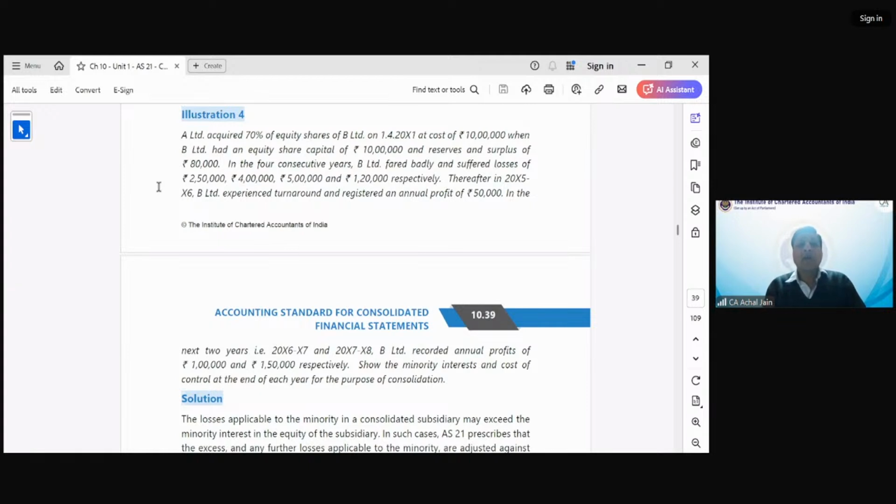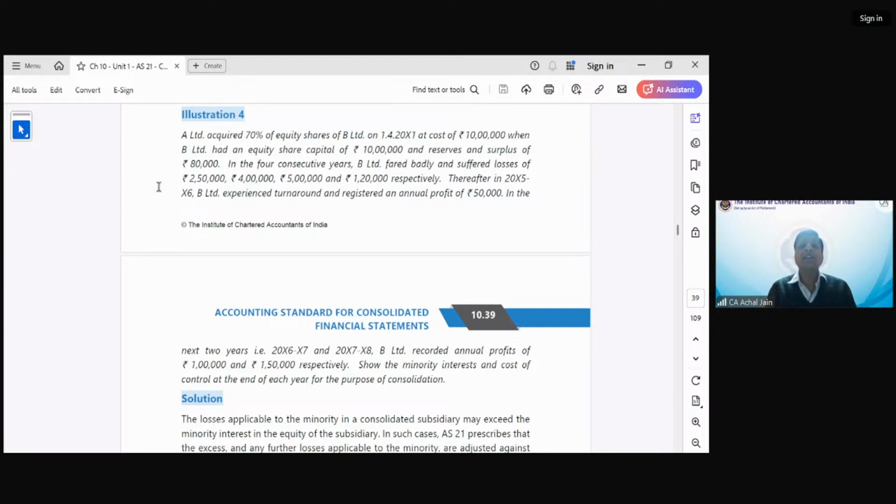A Limited acquired 70% equity shares of B on 1st April X1 at a cost of 10 lakh. Means 10 lakh was paid to acquire 70% equity shares of B, when B Limited had an equity share capital of 10 lakh and reserves and surplus of 80,000. So what does it mean? On 1st April X1, net assets of B are given to you.